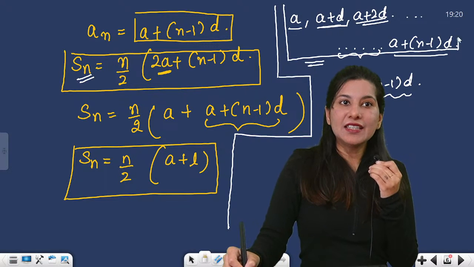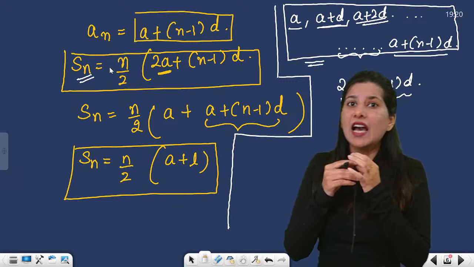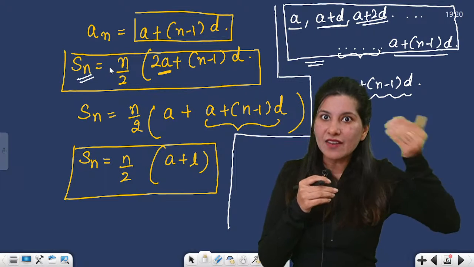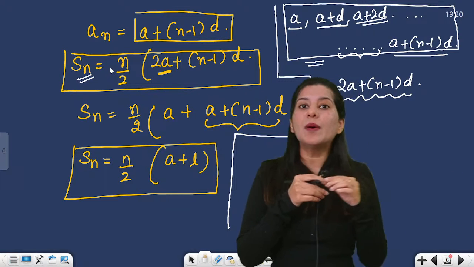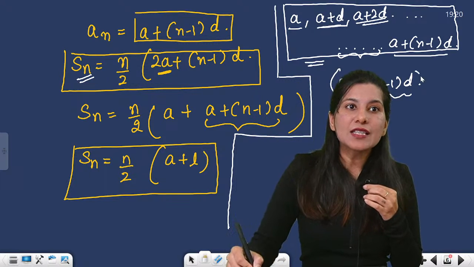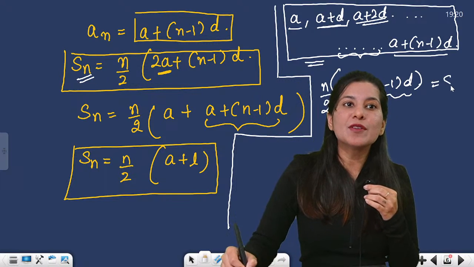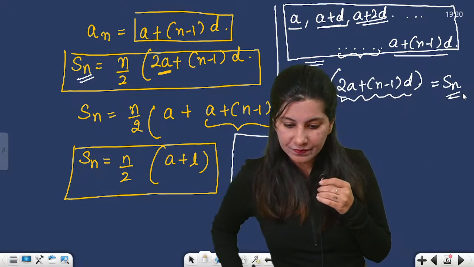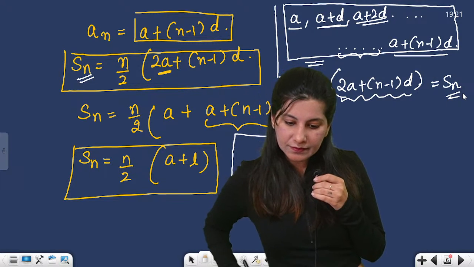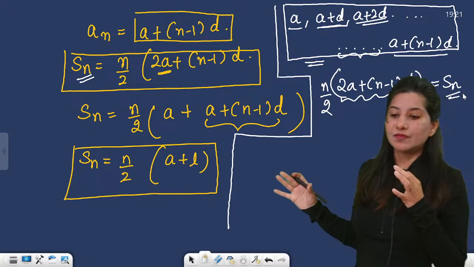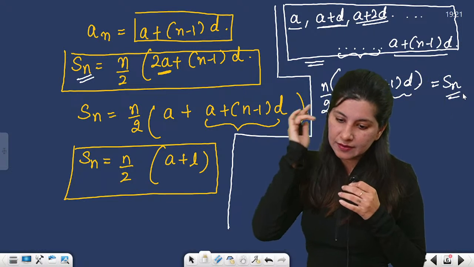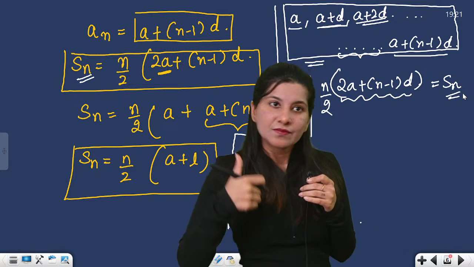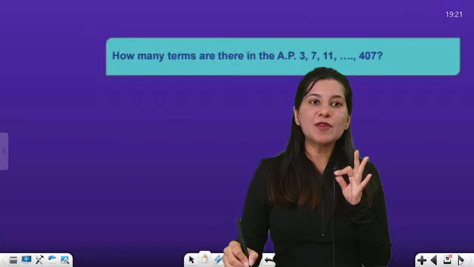So I need the sum of n terms, right? When I was adding 100 terms, how many pairs was I getting? 50, that is 100 by 2. So the number of terms divided by 2 times I'm going to get this. That's why I need to multiply by n by 2 to get the sum of these n terms. This is how you're going to get it. Clear? Okay. You understood the logic behind the sum of n terms, right?